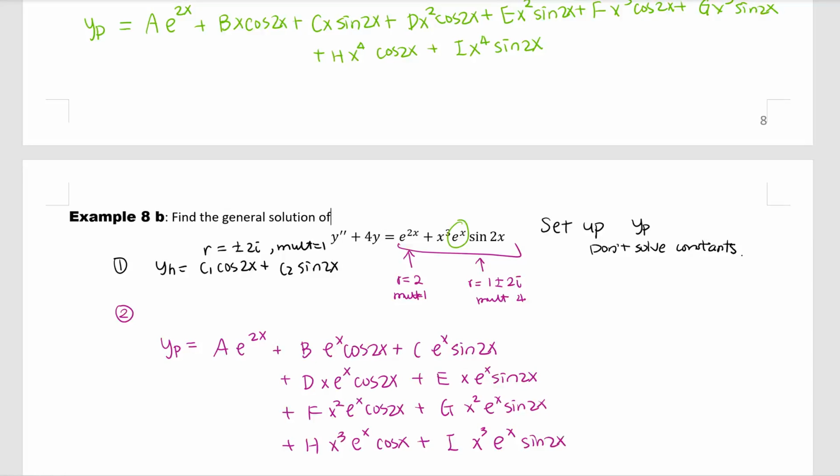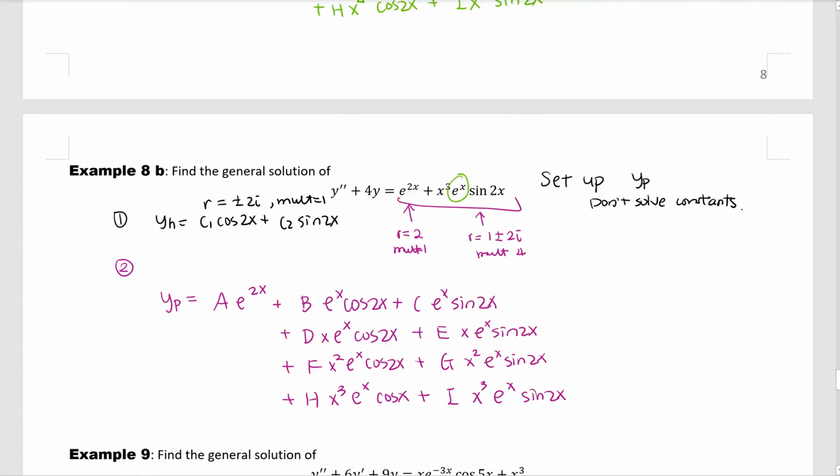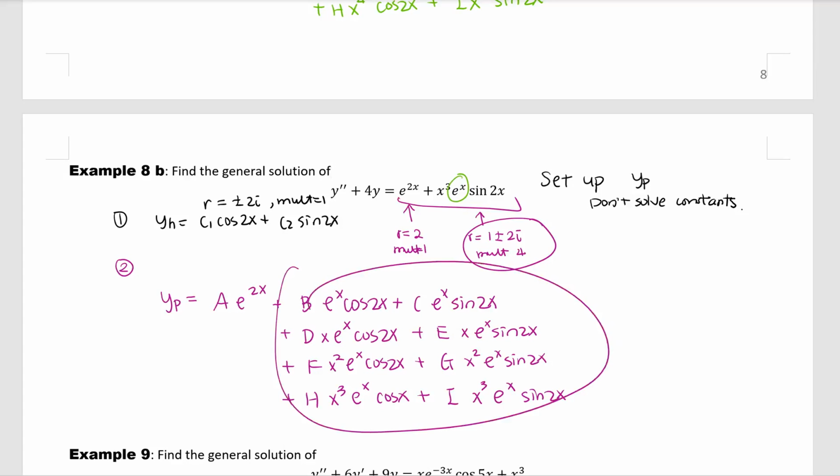Okay, so after you finish that, you realize this guy is not repeated here. They are different roots. Cosine 2x and sine 2x just correspond to the root plus or minus 2i, but e to the x sine 2x corresponds to the root 1 plus or minus 2i. So they are not the same roots. So that's why this is our YP. This is actually the YP, so you don't need to multiply this guy by x. Okay, everybody?